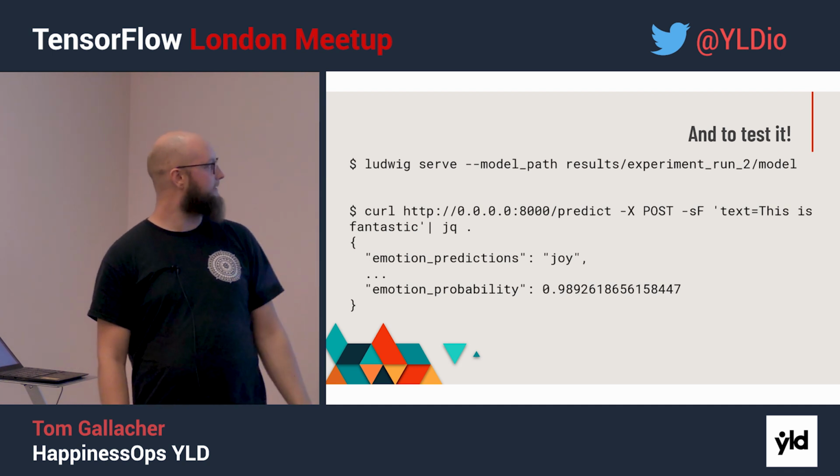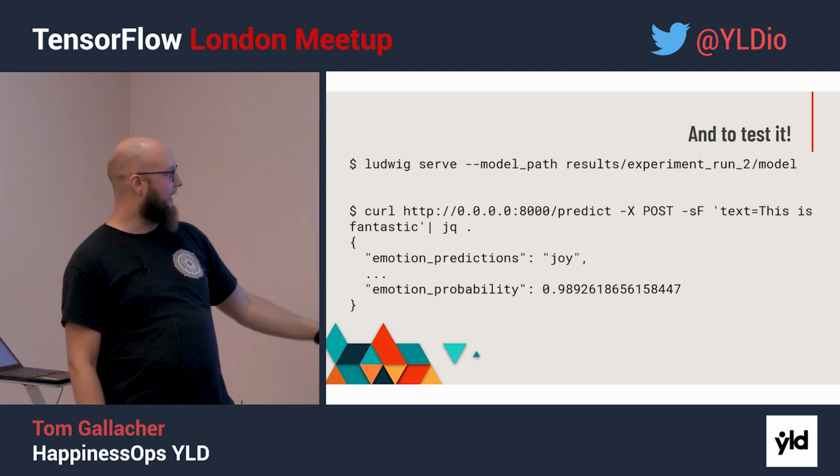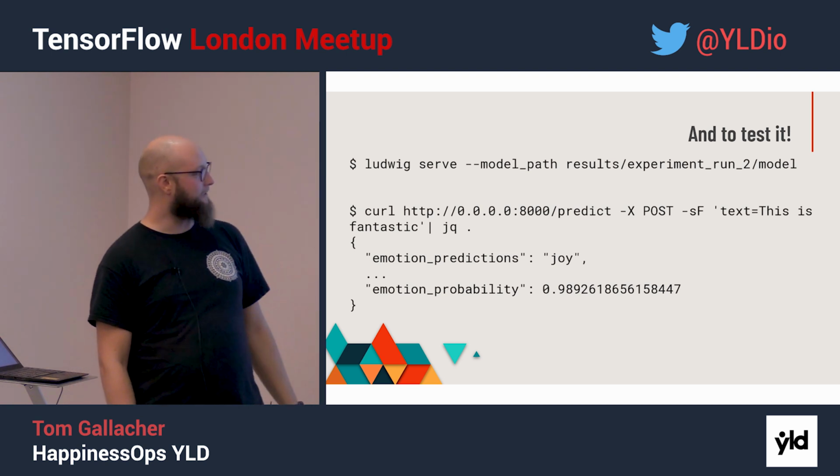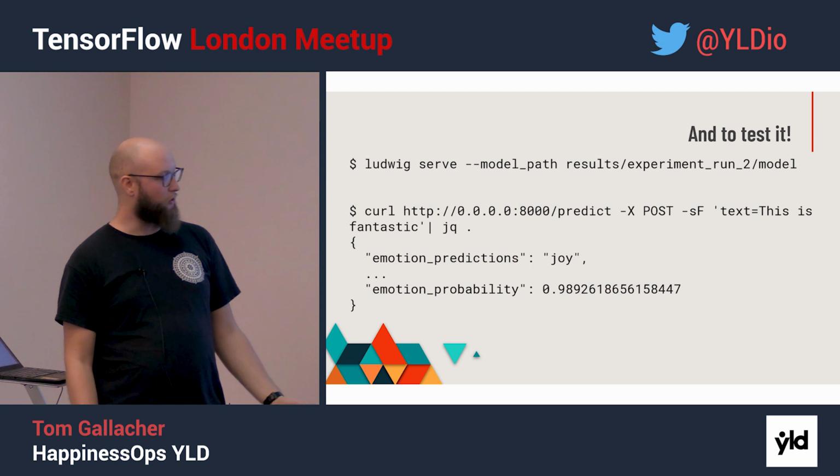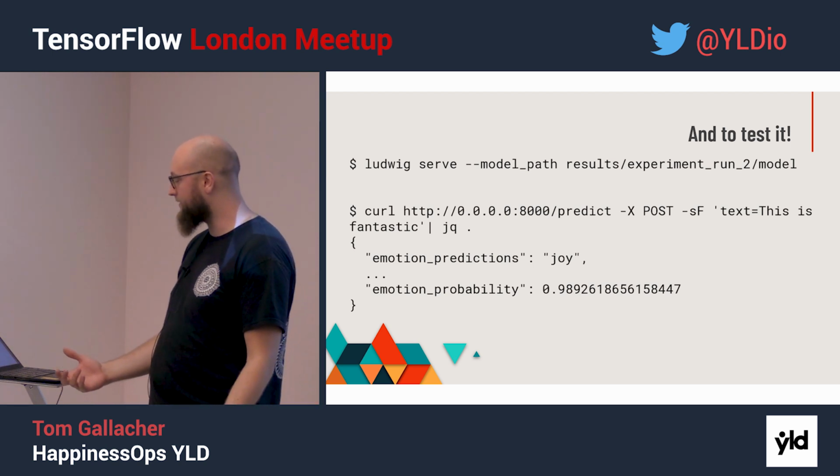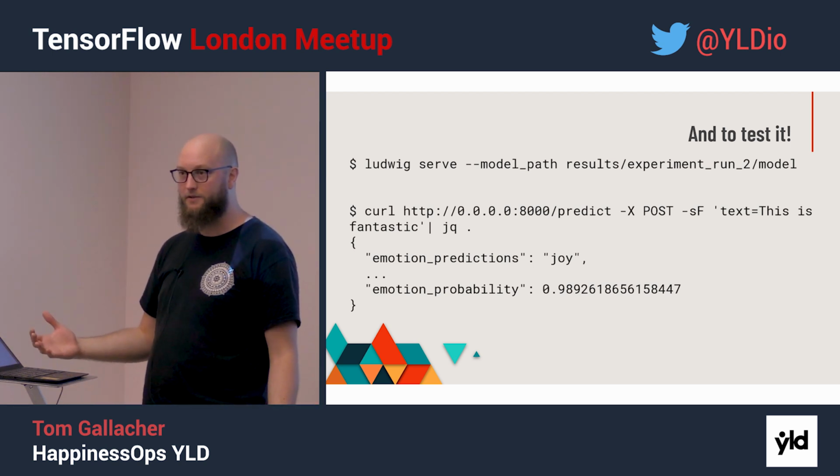So I send through the text, "this is fantastic," and I get a prediction of 90% accuracy of joy. I was like, this is working, this is nice. I'm actually getting some meaningful data out of it.